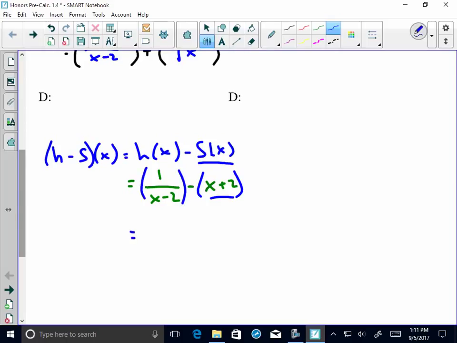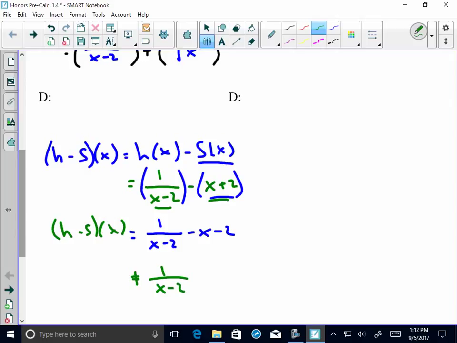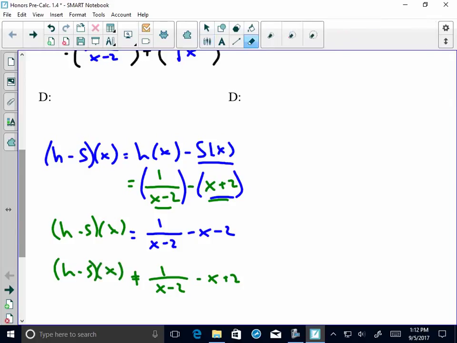And when we take down our parentheses, when we're simplifying, we'll have 1 over x minus 2, and then we distribute the negative through and get minus x minus 2. So just combining the equations that define the functions without using parentheses can give us different functions than what we actually have. This is h minus s of x. We cannot say that 1 over x minus 2 minus x plus 2 is h minus s of x. So parentheses are important when we're combining the two functions with a given operation.